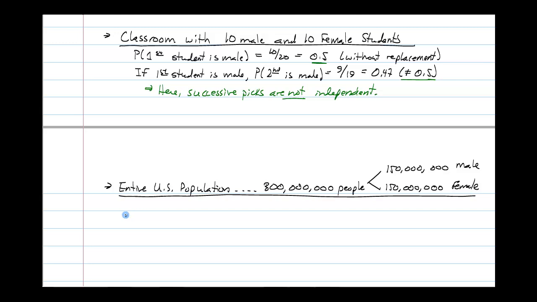Let's go ahead and look at the probability that the first person, instead of student in this case, person selected is male. Well, that would be 150 million out of 300 million, which we can see is 0.5. And again, I'm going to sample my next without replacement.